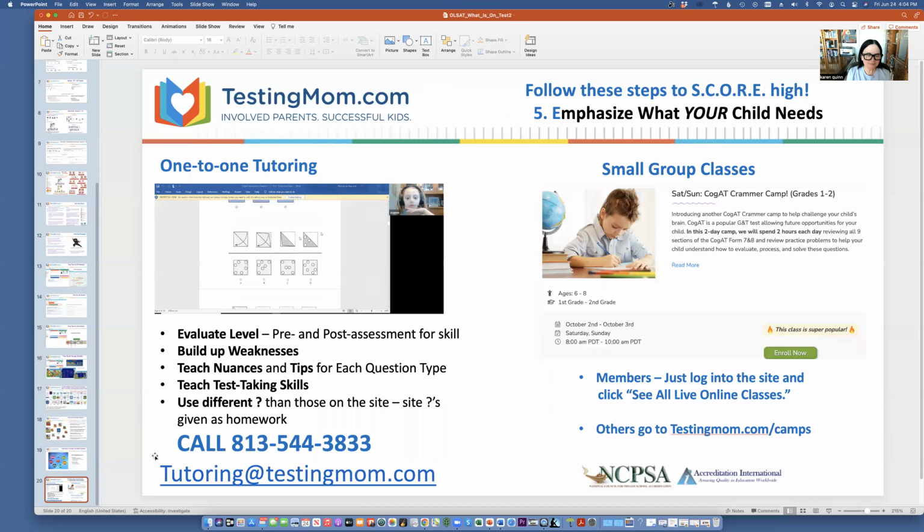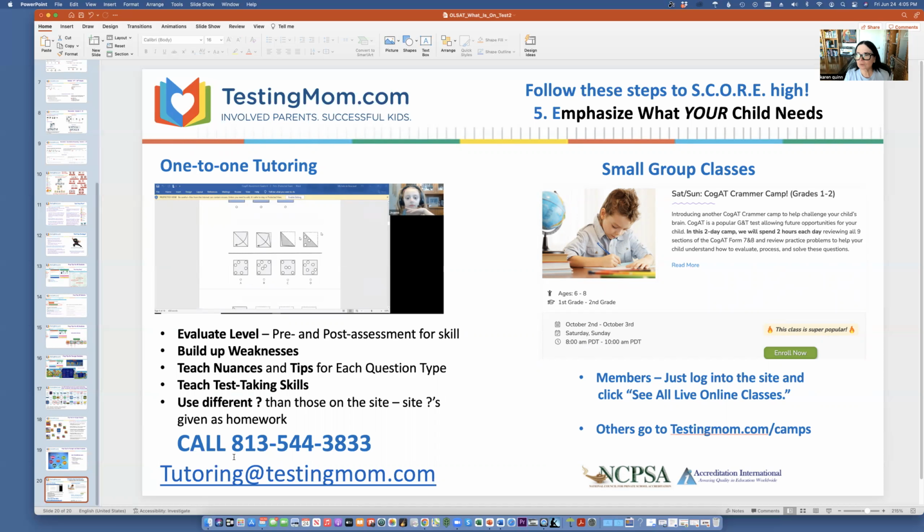And then last but not least, if you feel your child needs one-to-one attention, we certainly can help you with one-to-one tutoring. We can do an assessment for you if that's what you need and tell you what to work on, or we can work on the things that give your child the hardest time, and then you can work with them on the areas where it's a little bit easier for them. We give them homework between sessions.